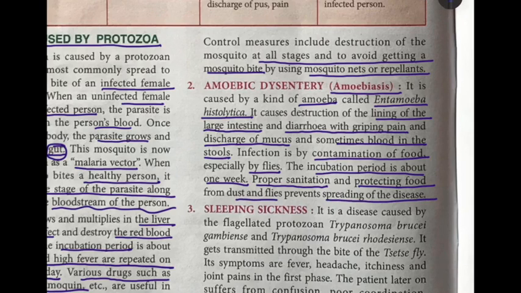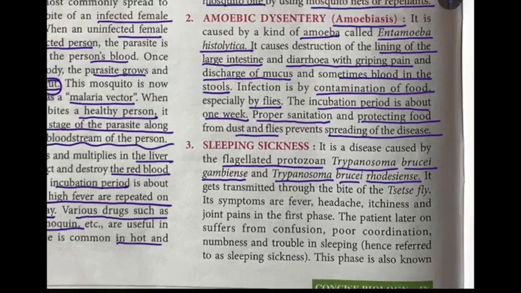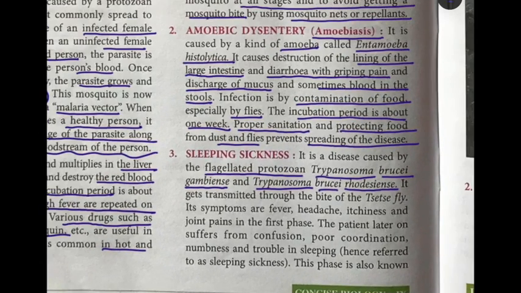Now next is sleeping sickness. It is a disease caused by, again, a flagellated protozoan known as Trypanosoma brucei gambiense and Trypanosoma brucei rhodesiense. And it gets transmitted by the bite of the tsetse fly. These are very tiny flies. What are the symptoms? Fever, headache, itchiness, and joint pains.